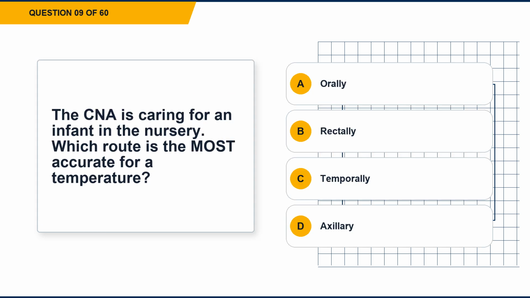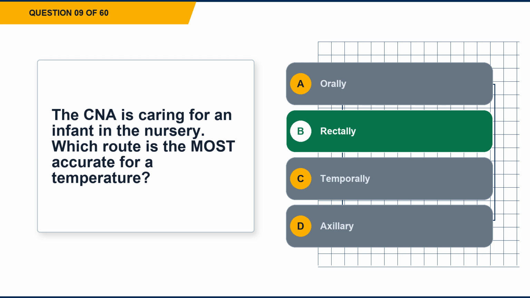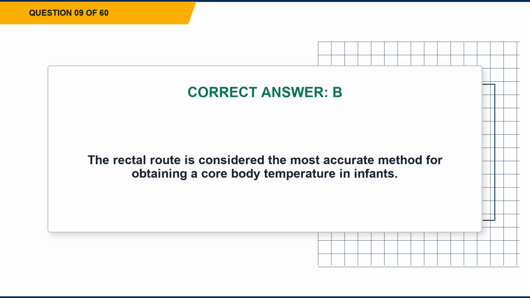Question 9. The CNA is caring for an infant in the nursery. Which route is the most accurate for a temperature? Option A, orally. Option B, rectally. Option C, temporally. Option D, axillary. The correct answer is option B, rectally. Explanation. The rectal route is considered the most accurate method for obtaining a core body temperature in infants.